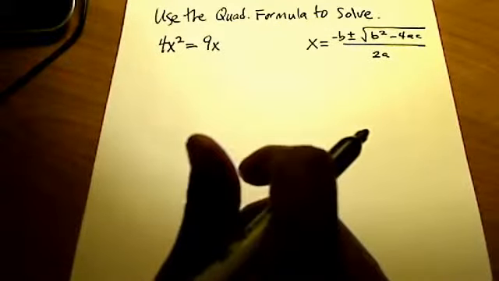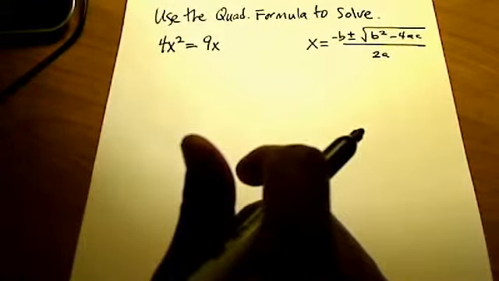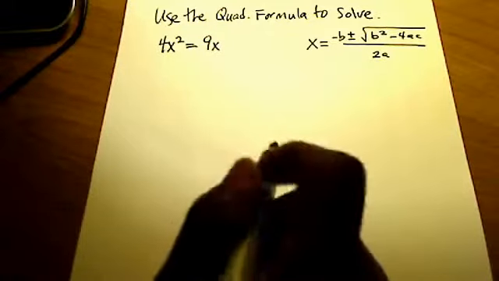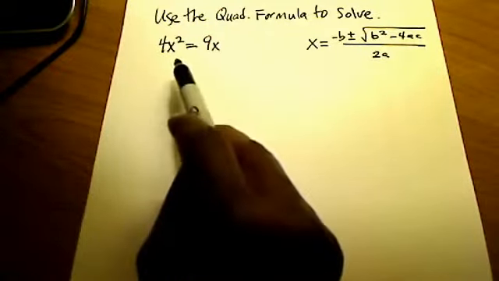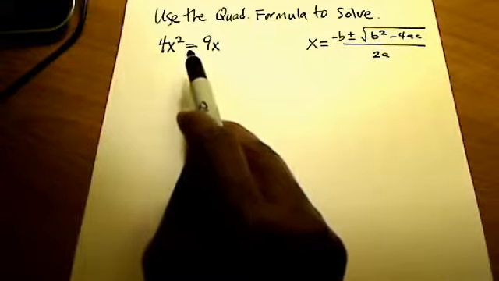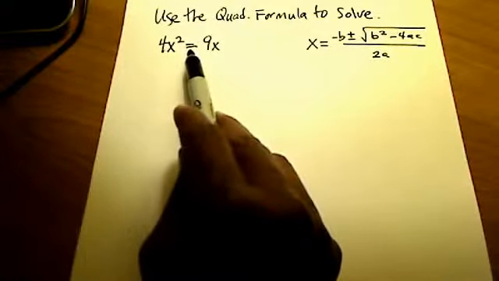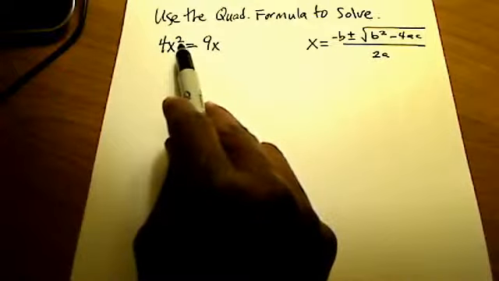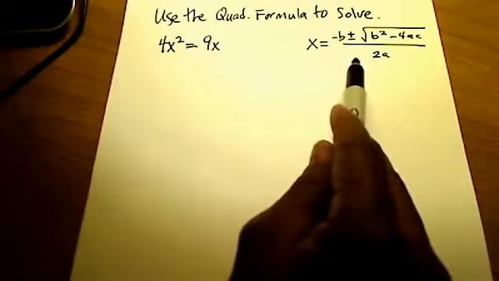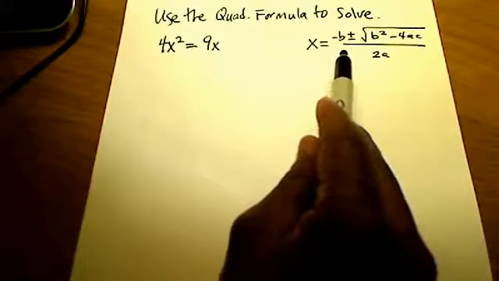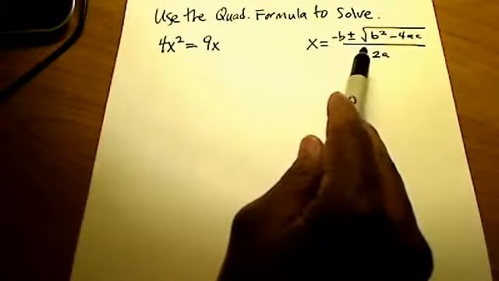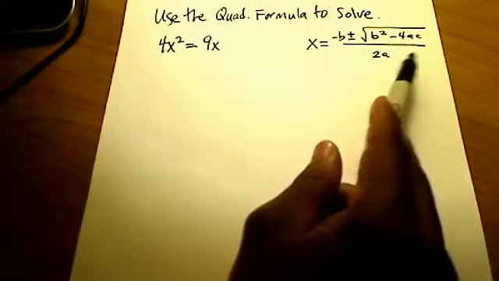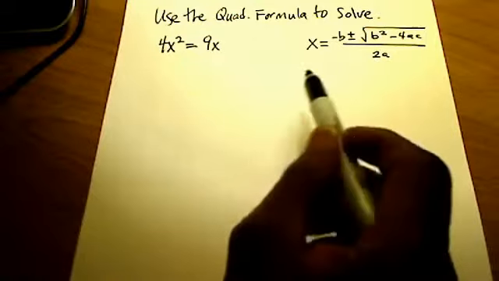Hello, Professor Poyser here again, and I want to show you how to use the quadratic formula to solve this quadratic equation. And once again, it is an equation because of the equal sign, and it's quadratic because the largest exponent is a 2. I've got the quadratic formula over here: negative b plus or minus the square root of b squared minus 4ac all over 2a.